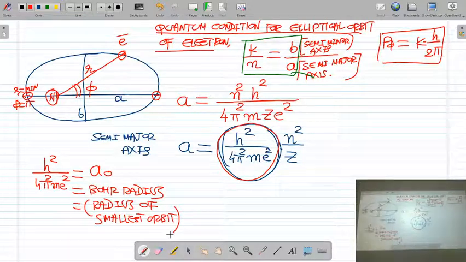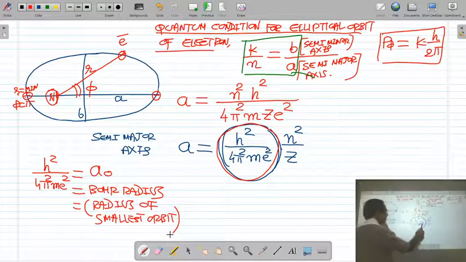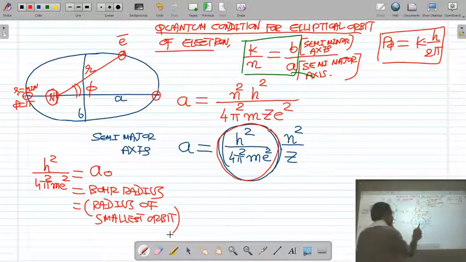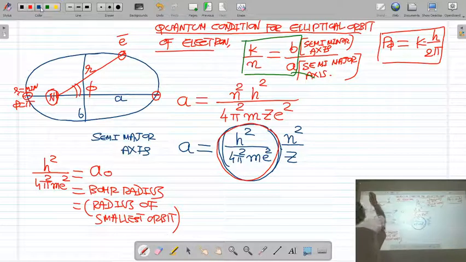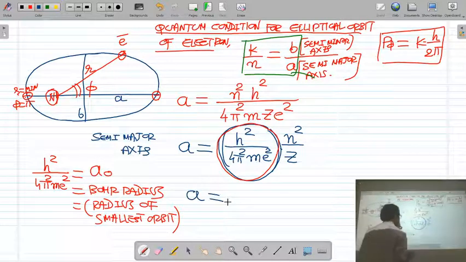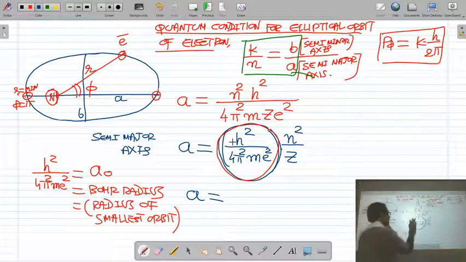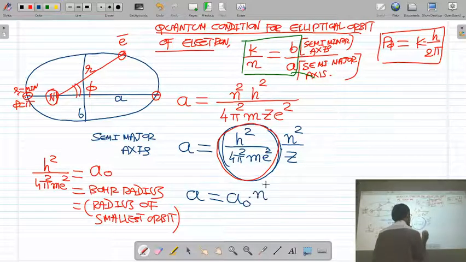So this h square upon 4 pi square m e square term is called the Bohr radius a0. It is the radius of the smallest orbit. So if you put a0 here, you will get the equation for the semi-major axis a is equal to a0 n square upon Z.